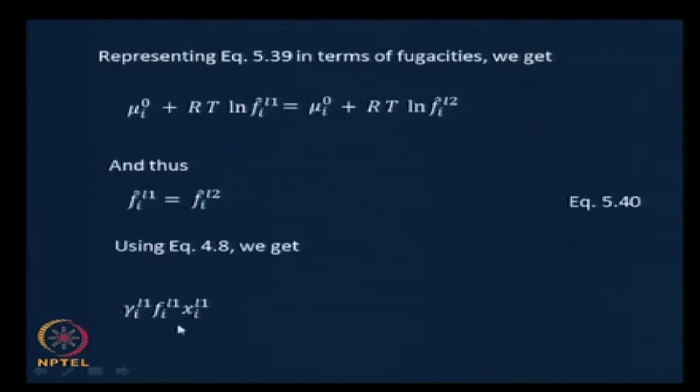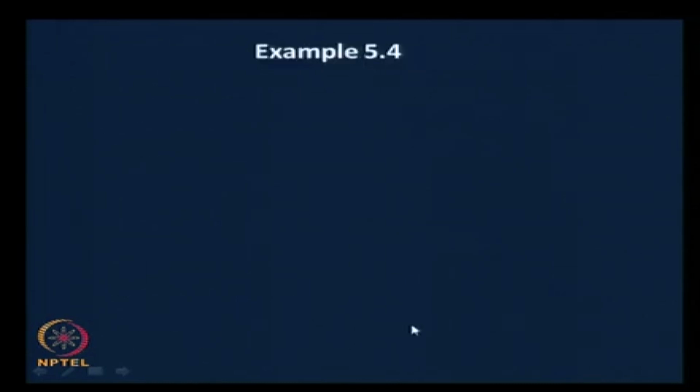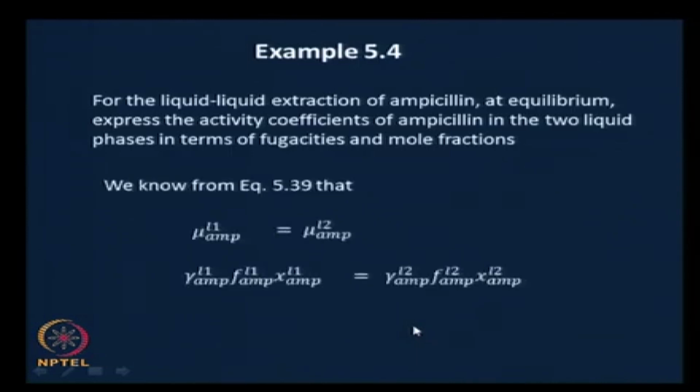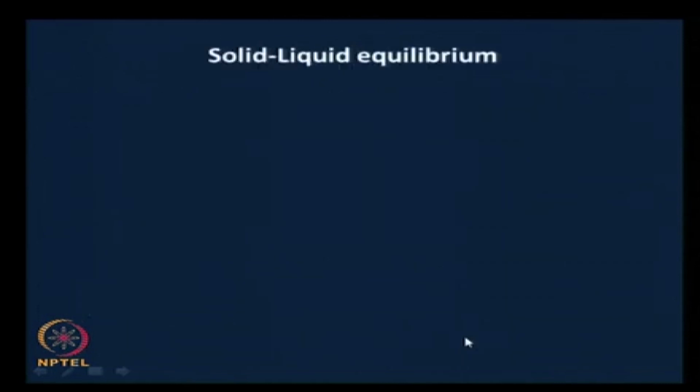gamma i, the activity coefficient in the L1 phase, times Fi, the pure component fugacity, times the mole fraction of i in the L1 phase, must equal gamma i in the L2 phase times the pure component fugacity times xi in the L2 phase. So, this is the governing equation for liquid liquid equilibrium. We also worked out an example problem after this, that of ampicillin extraction and the ratio of the activity coefficients in those two phases.